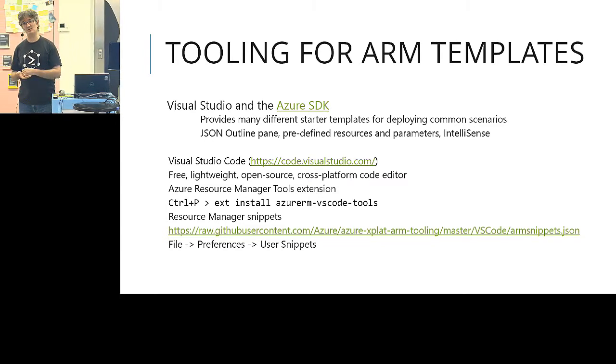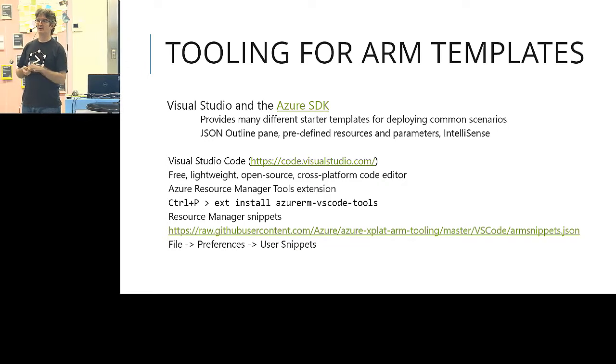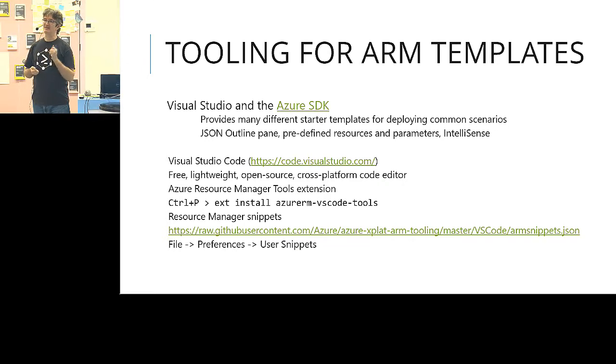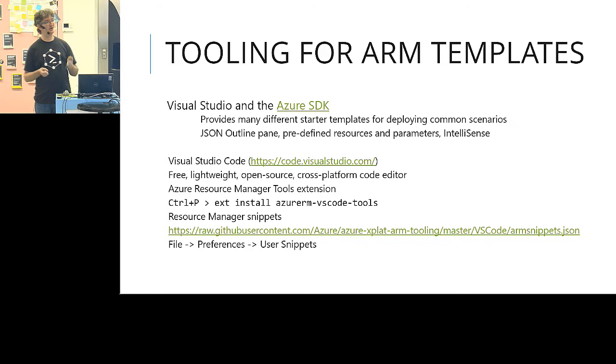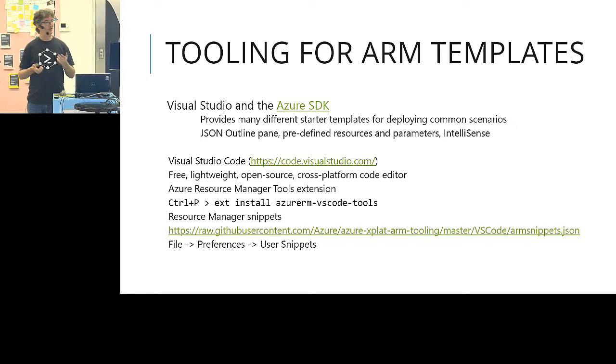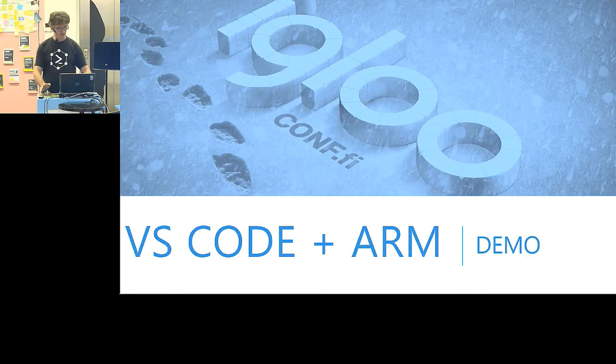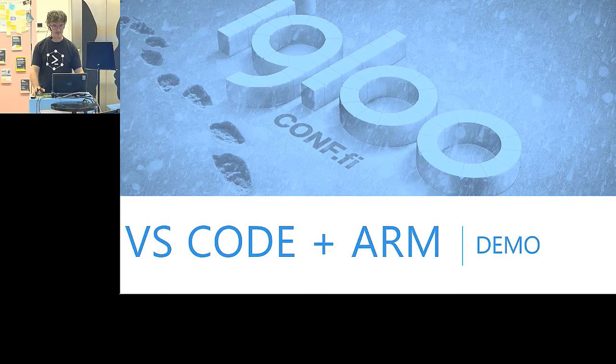Once you have that extension, another thing that you really need is ARM snippets. On GitHub, in a Microsoft repository, an Azure repository, there is actually a JSON file that you can copy and then paste into user preferences in Visual Studio Code, and then you will get access to those snippets so that you don't need to write every single line of code. And let me show you how that works with Visual Studio Code first.